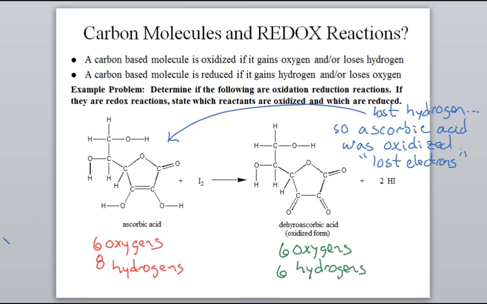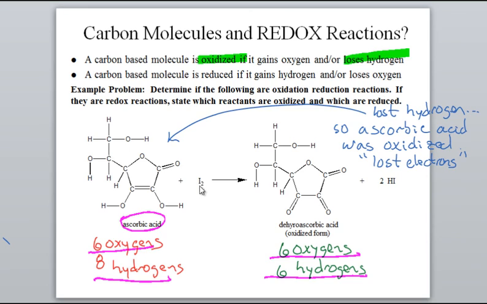Okay, so let's go over the answer. When you look at this, I wrote how many oxygens there is in the reactant. There's 6 oxygens, 6 hydrogens. In the carbon-based molecule on the product side, there's still 6 oxygens, so that didn't change. But the carbon-based molecule has 2 less hydrogens. So since it lost 2 hydrogens, so loses hydrogens, it was oxidized. By the way, this reaction, it's iodine, I2, it's taking electrons away from ascorbic acid, which is vitamin C.